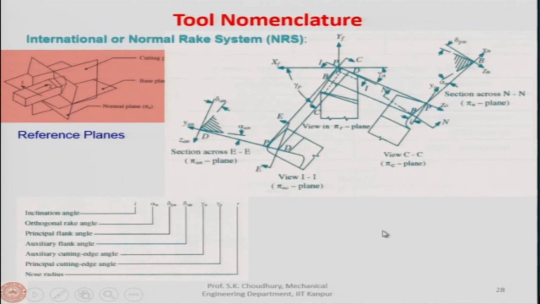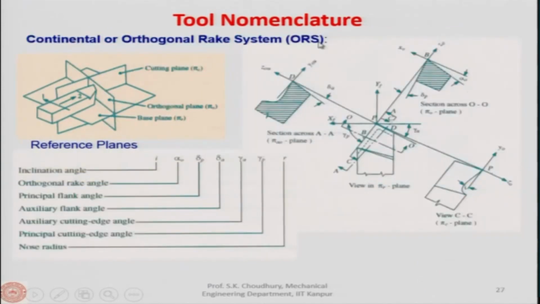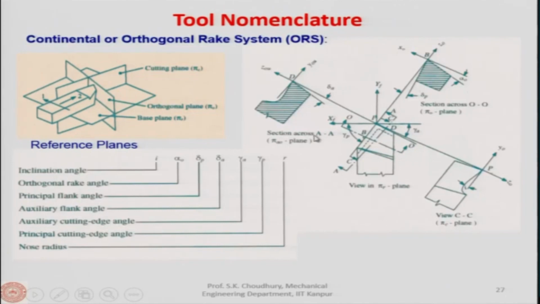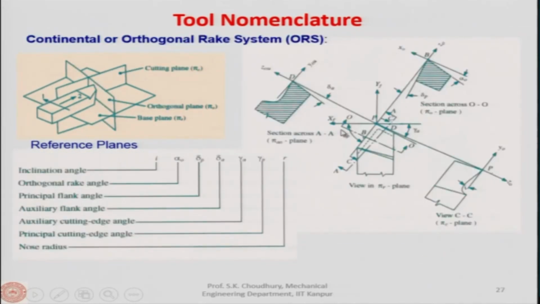Now, what happens is, suppose we purchase a tool in the coordinate system, and we have to use it in the orthogonal rake system. Since the orthogonal rake system nomenclature is different than this coordinate system or the American system, the ASA system, we have to convert these angles to our system.